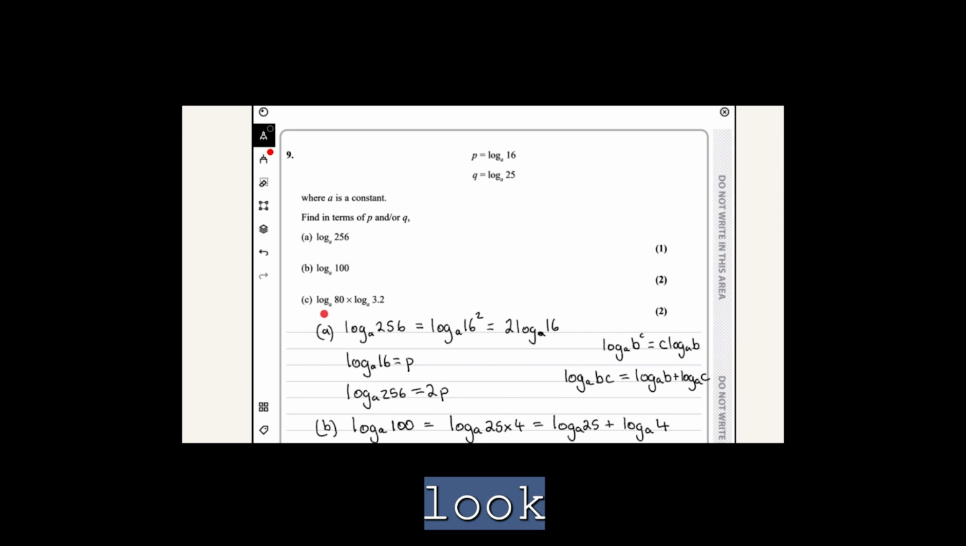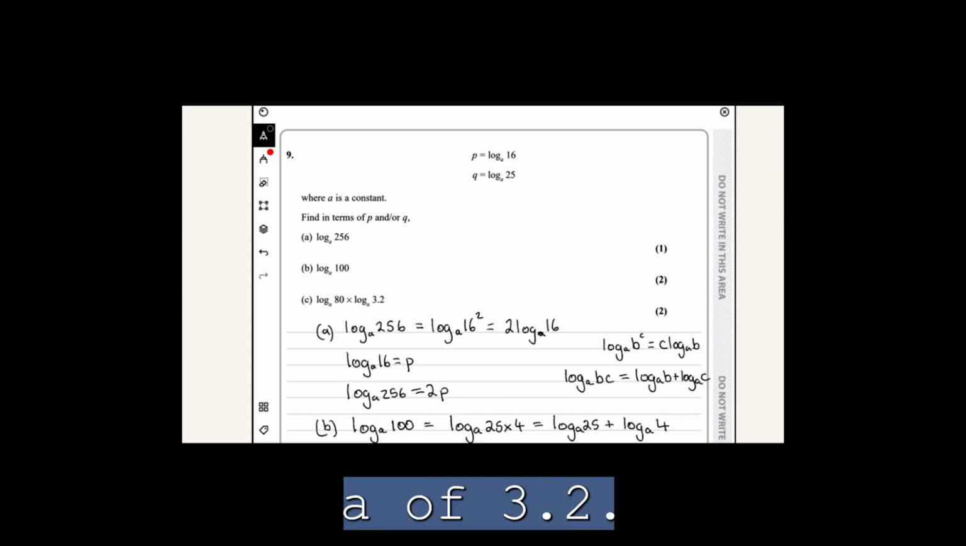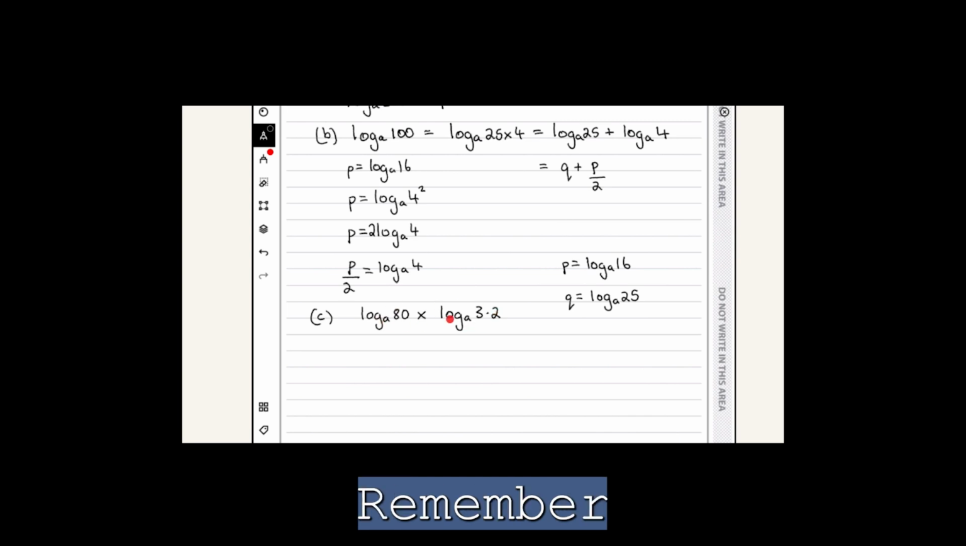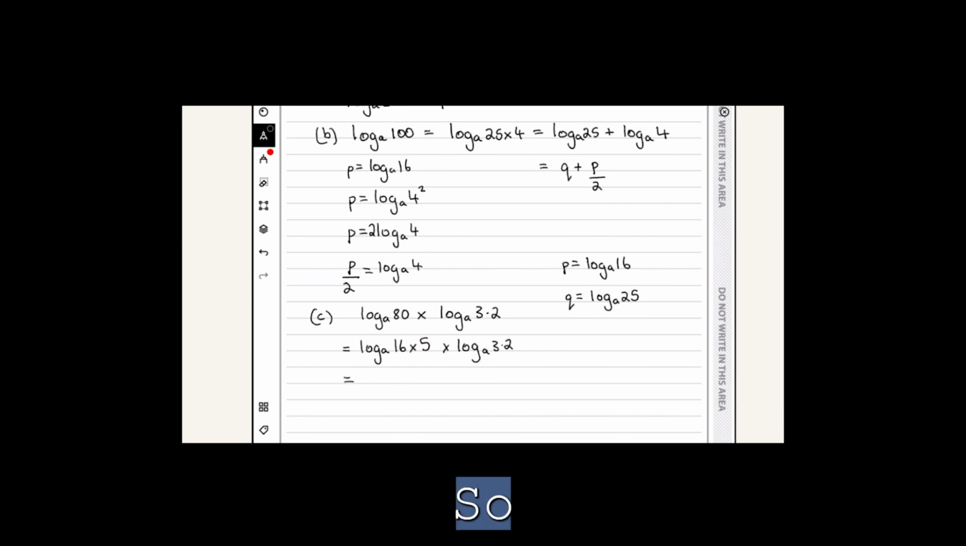Part C, log A of 80 times log A of 3.2. And we need to express this, remember, in terms of P and Q. 80 is a multiple of 16. It's 5 times 16. I recognize that. So we can transform this similar to what we just did here. Instead of 25 times 4, we've got 16 times 5. We'll tackle this 3.2 in a minute. So we'll have log A of 16 plus log A of 5.